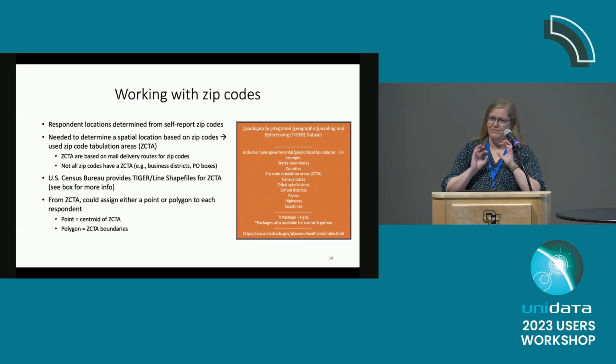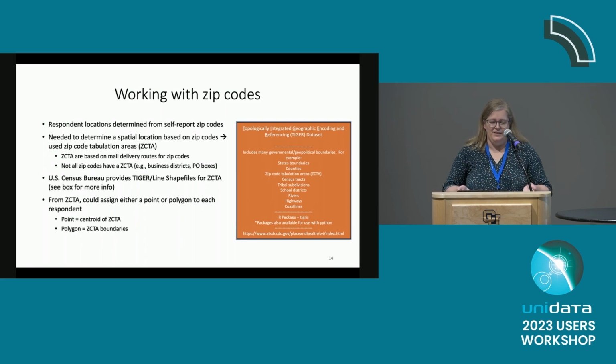So they're funny shapes sometimes and a little bit wonky, and not all zip codes have a ZCTA. For instance, like PO boxes. You're not going to have an actual area. It might just be the post office, I guess. So the US Census Bureau provides what they call TIGER shapefiles or line shapefiles for ZCTAs and other types of political boundaries like counties, states, school districts. I have some listed here.